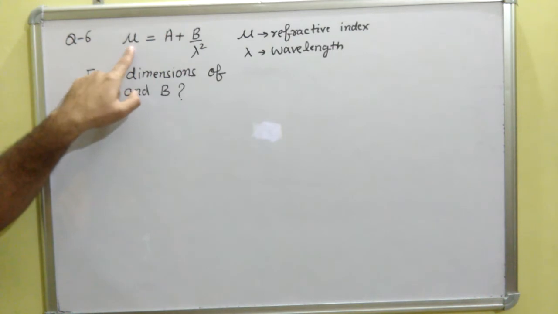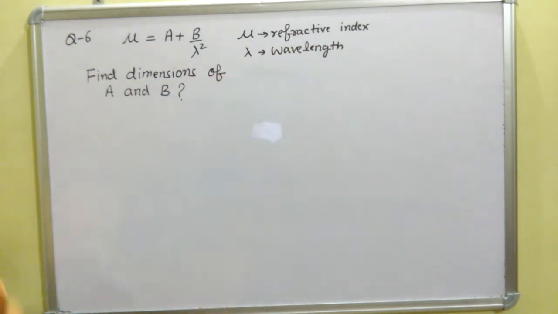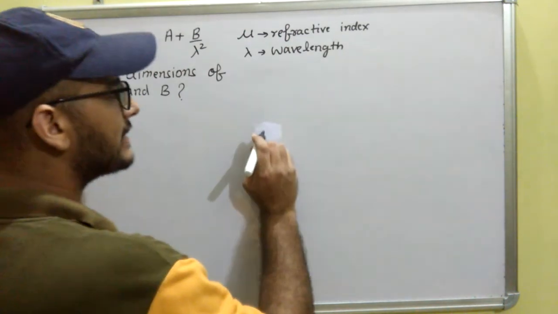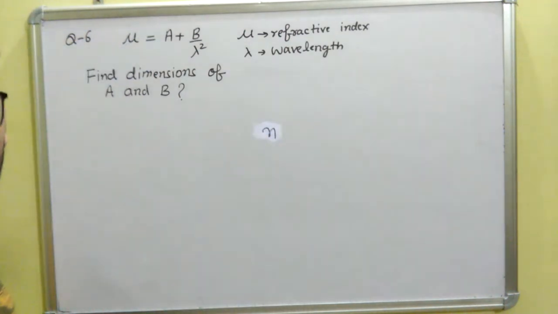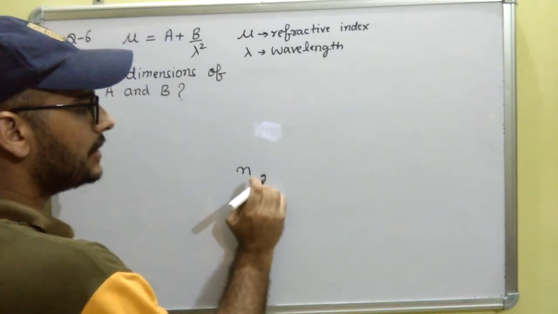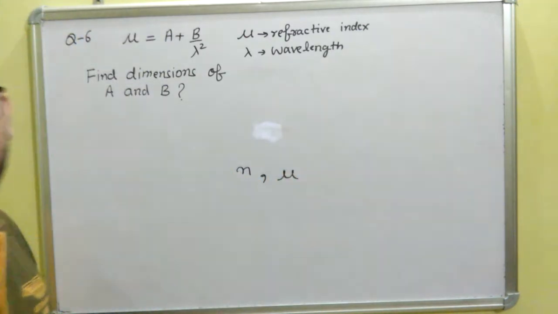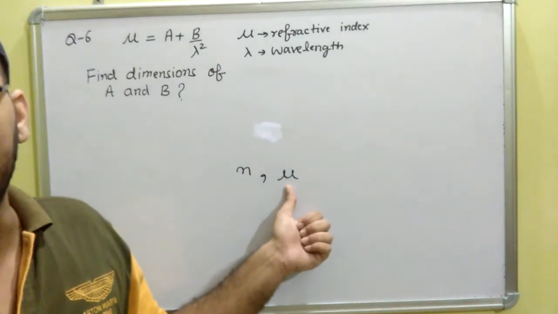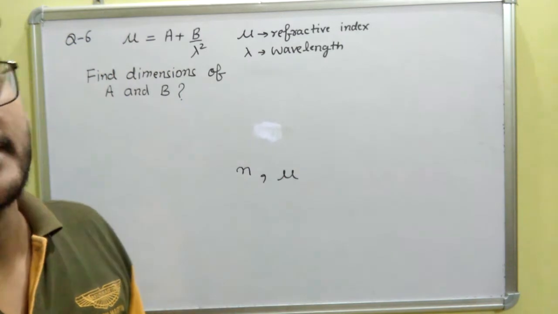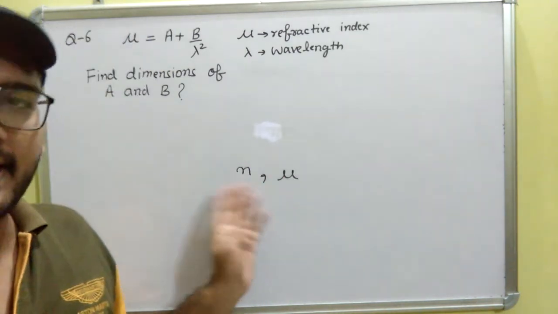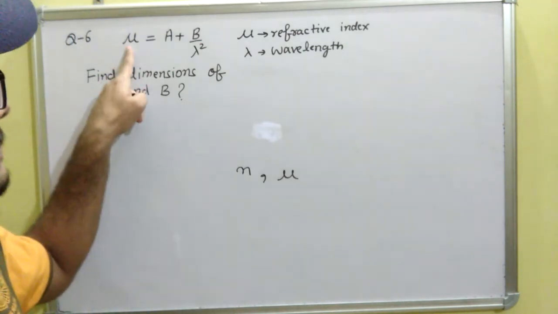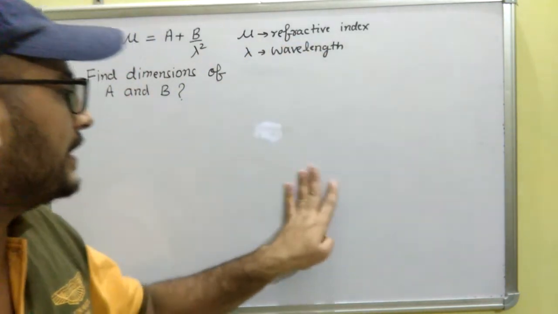Here, this symbol is your refractive index. In class 10th you have seen the symbol of refractive index as n. But there are two types of symbol for refractive index, n and mu. It's just like your u symbol. These two symbols are worldwide known for refractive index, so any symbol can be there in the question, and you must be ready for both. So here this symbol is representing refractive index.